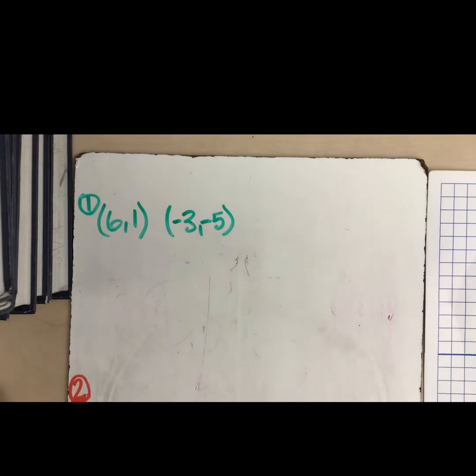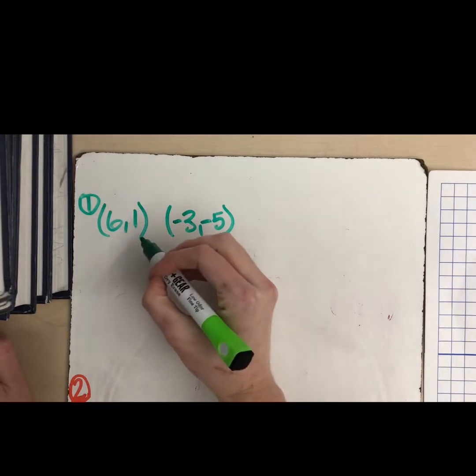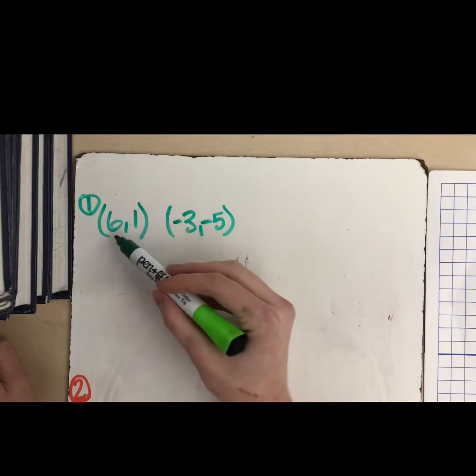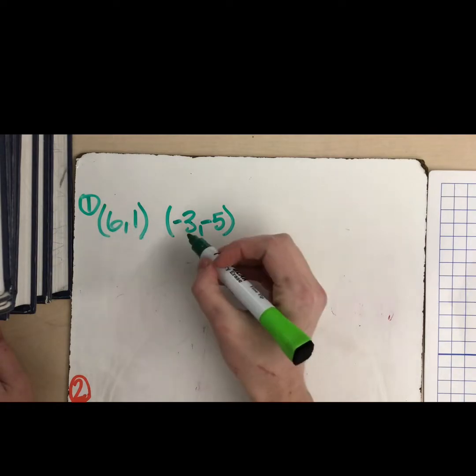Hey everyone, so for today we're going to talk about how to use 2 points to write and graph an equation. So we have our first example of 3 problems I'm going to show you how to do today. Our first points are (6, 1) and (-3, -5).